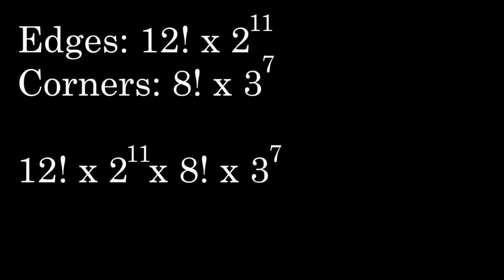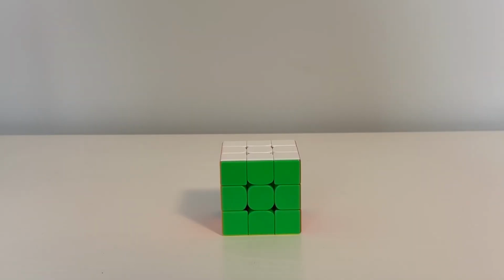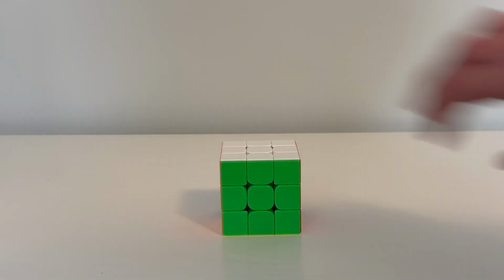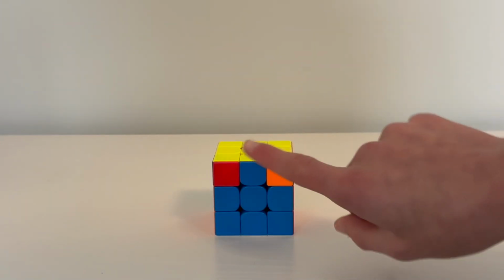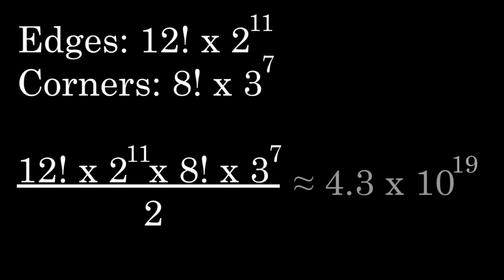So now we multiply these two equations together and we're done, right? Well, almost. There is one extra kind of impossible state on this cube that we will have to divide out of our number. You can't just have 2 swapped edges or corners. Because of this, half of our states are illegal. This means we have to divide our original number by 2. This is our final equation, and our answer is just over 43 quintillion.